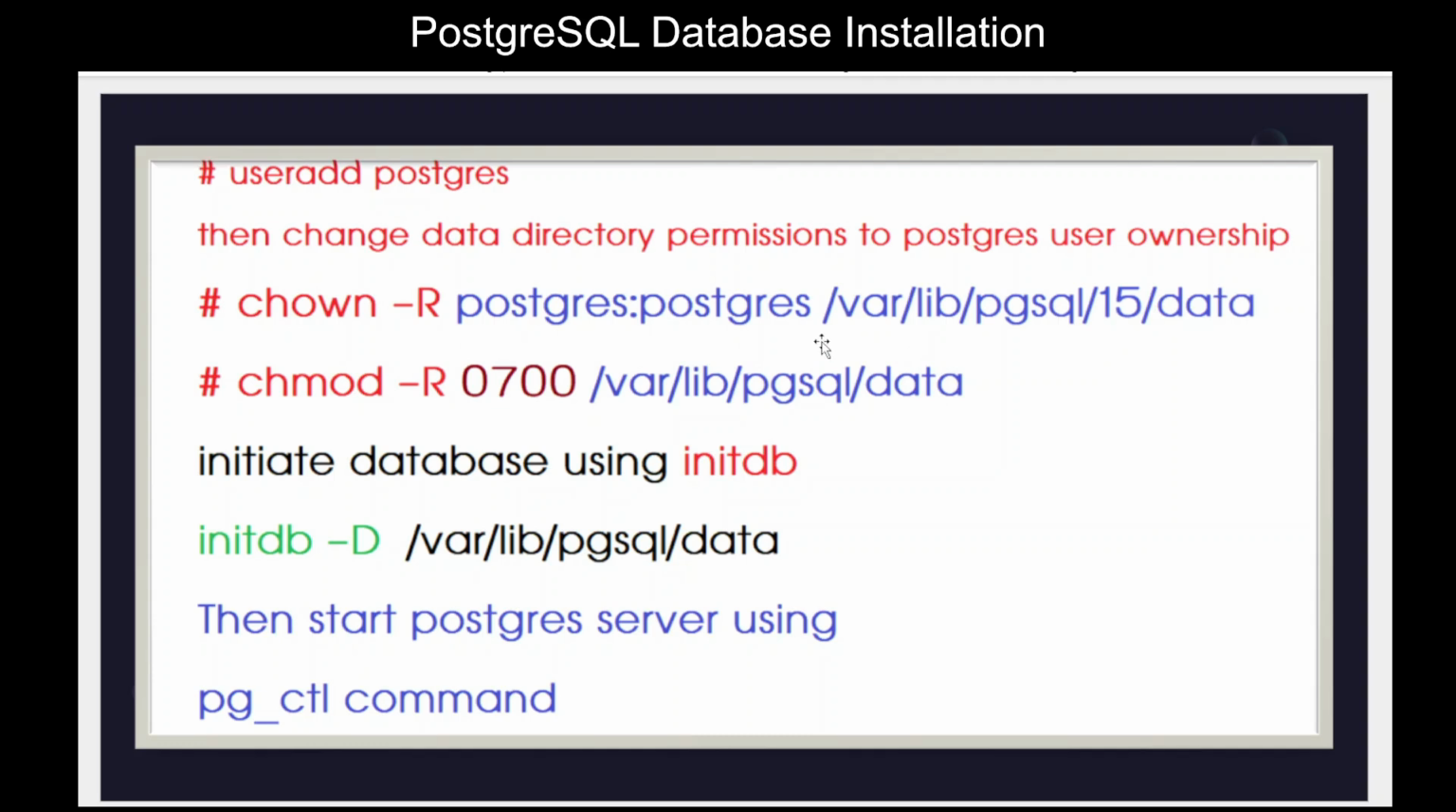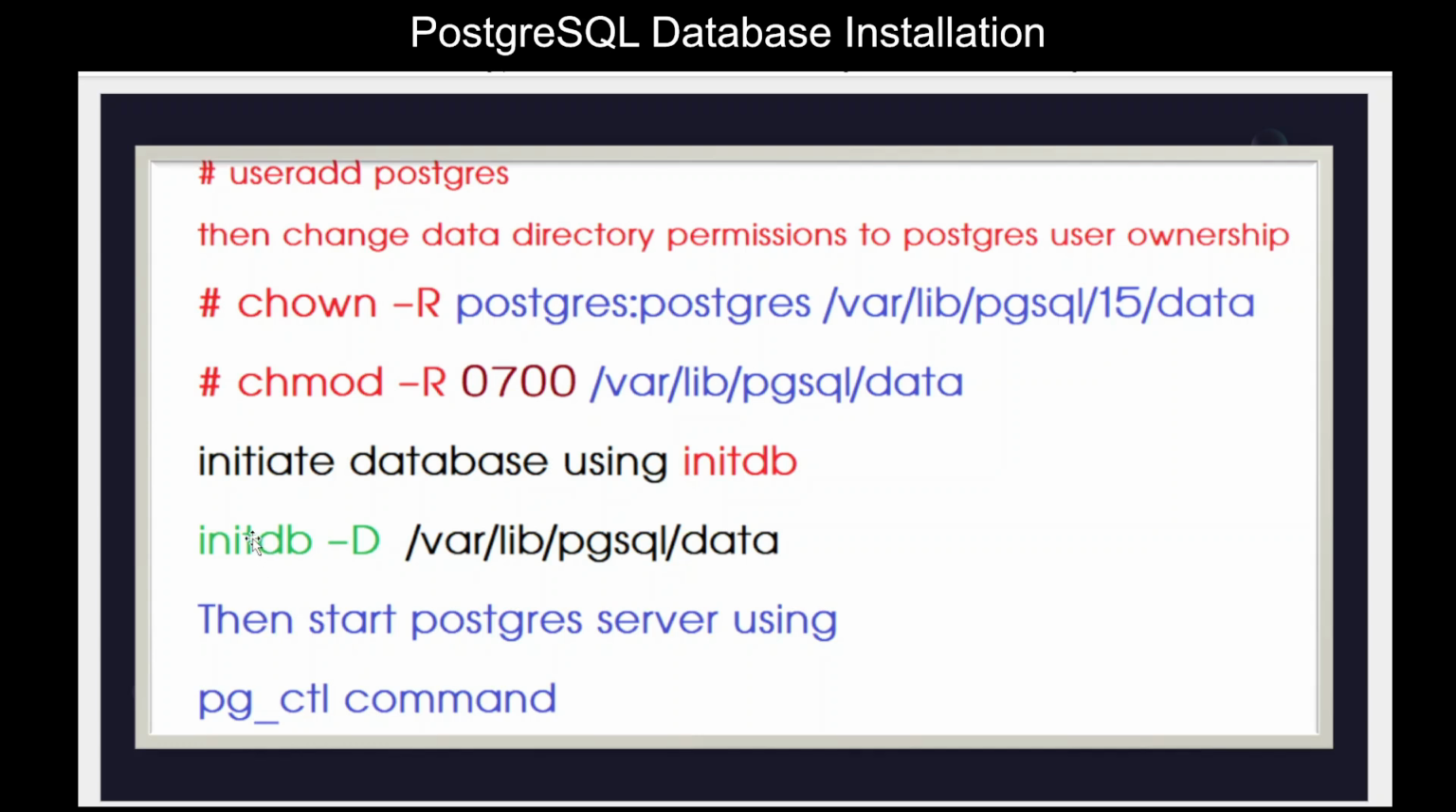chmod -R 0700. 0700 means except the postgres user, the remaining users have no control on the files which are created in this data directory. That means even the root user does not have execute permissions on that data directory. So after this check completes, if any error is thrown, that means if by mistake the user is not available, then it will throw an error. In that case, you just need to give the command useradd postgres. It will create the postgres user. Once the postgres user is created, you can check these two commands again, chown and chmod.